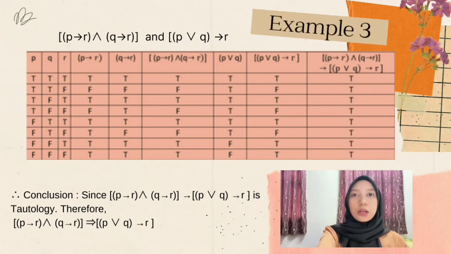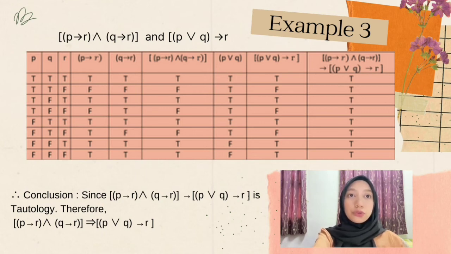When P implies R, it will be true, false, true, false, true, true, true, true. Q implies R will be true, false, true, true, true, false, true, true. So for P implies R and Q implies R, it will be true, false, true, false, true, false, true, true. P or Q will be true, true, true, true, true, true, false, false. When P or Q implies R, it will be true, false, true, false, true, false, true, true.